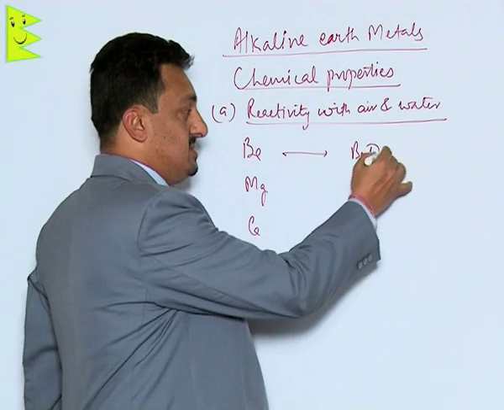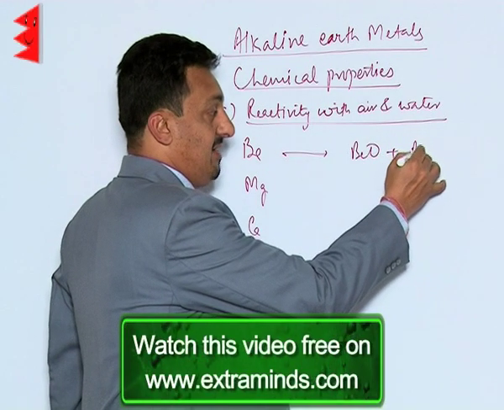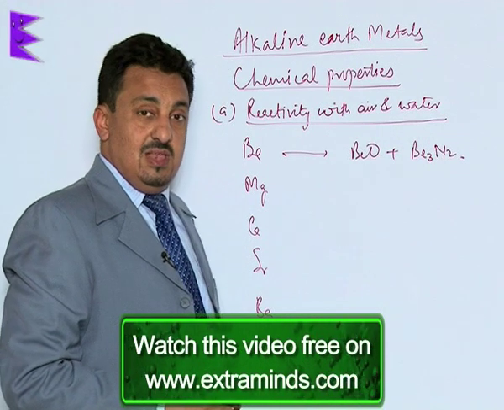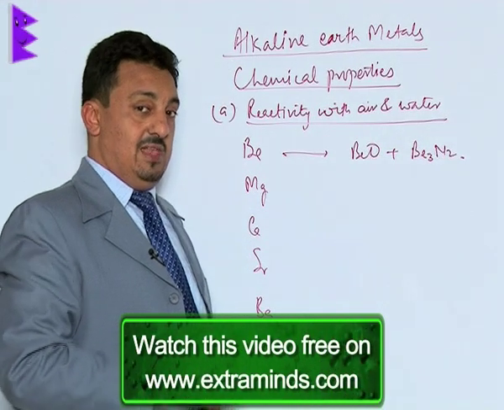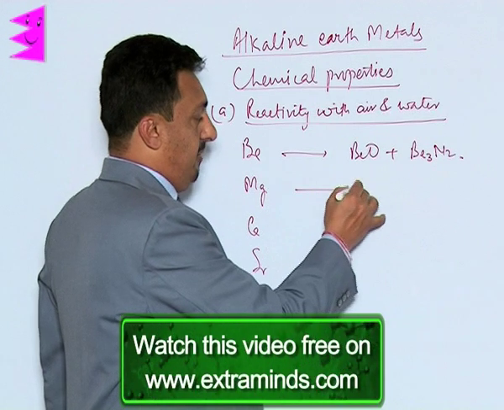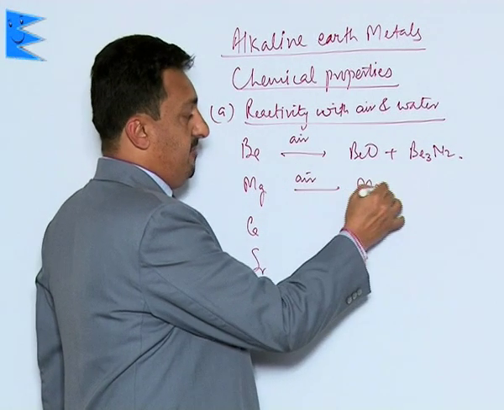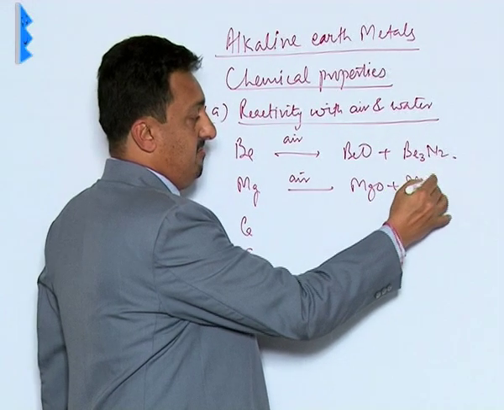Similarly, along with this, beryllium nitride is also formed. Similarly, magnesium burns with a brilliant flame, and only then does it combine with oxygen, and it forms what? This is what is happening in air. It forms magnesium oxide along with a small amount of magnesium nitride.